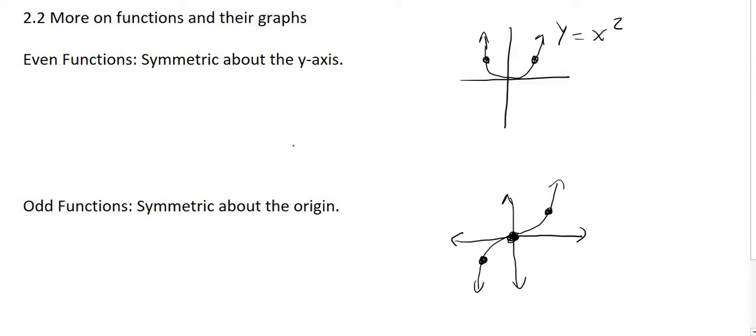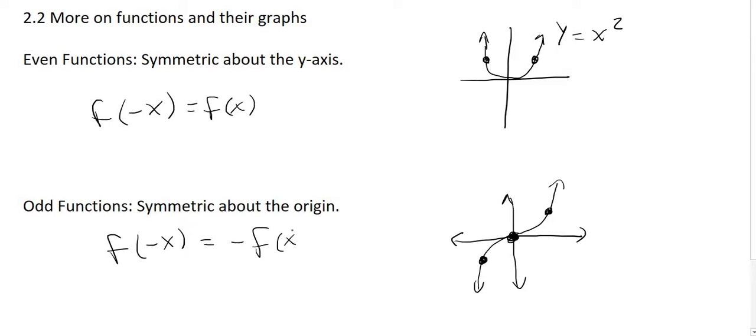Algebraically, we can tell that a function is even without having to look at the graph. All we have to do is evaluate the function at negative x and see if that equals our original function. So if f of negative x is equal to f of x, then we have an even function. Otherwise, if f of negative x is negative f of x, then we have an odd function. A function doesn't have to be even or odd. It could be neither, so this doesn't have to happen in either case.